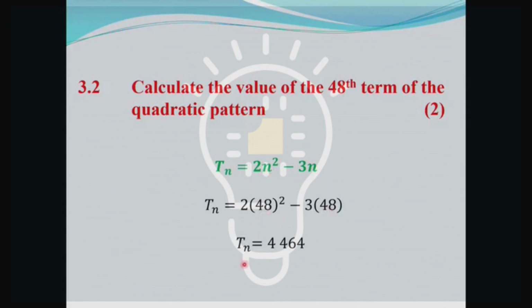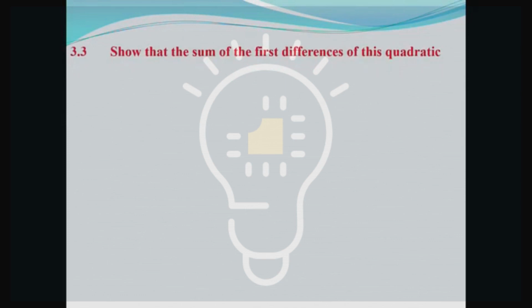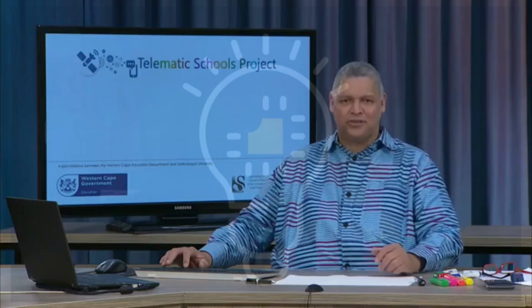It's none other than 4,464. That is the quadratic number pattern. Then question 3.3: show that the sum of the first differences of this quadratic pattern can be given by Sn is equal to 2n squared plus n. That's 3 marks. Now, arguably, there could be more ways than one in which this could be done.